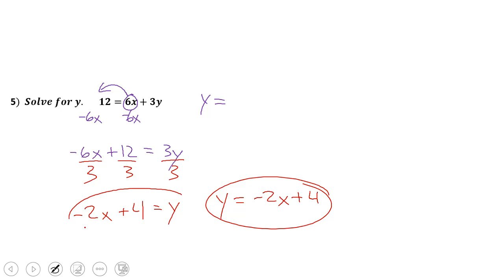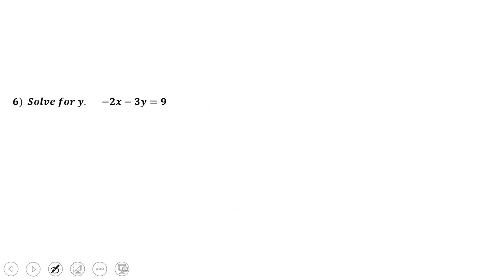Either one of these ways is okay. You don't have to have the y all by itself on the left. You can flip-flop the expressions on each side. It doesn't matter. It's the same thing. Ladies and gentlemen, pause the video, write it all down, and join me for our last example of this video. Solving for y, example 6, negative 2x minus 3y equals 9.